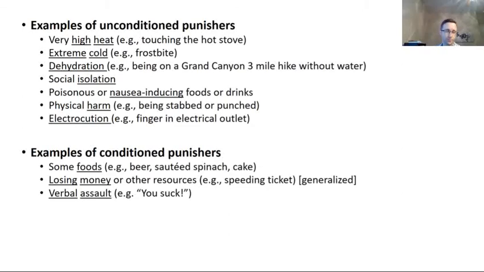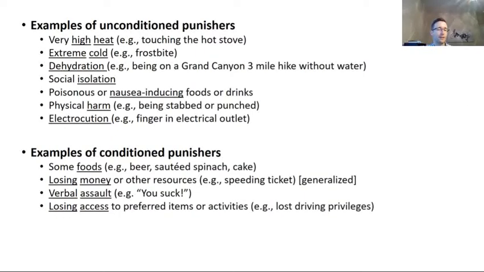Verbal assault. Someone telling you something offensive, like you suck or something. Well, for some people, that might be a conditioned punisher, but for others, that might be funny to them. In the instance of sarcasm, perhaps sarcasm for some individuals is reinforcing for their behavior, for others it isn't.